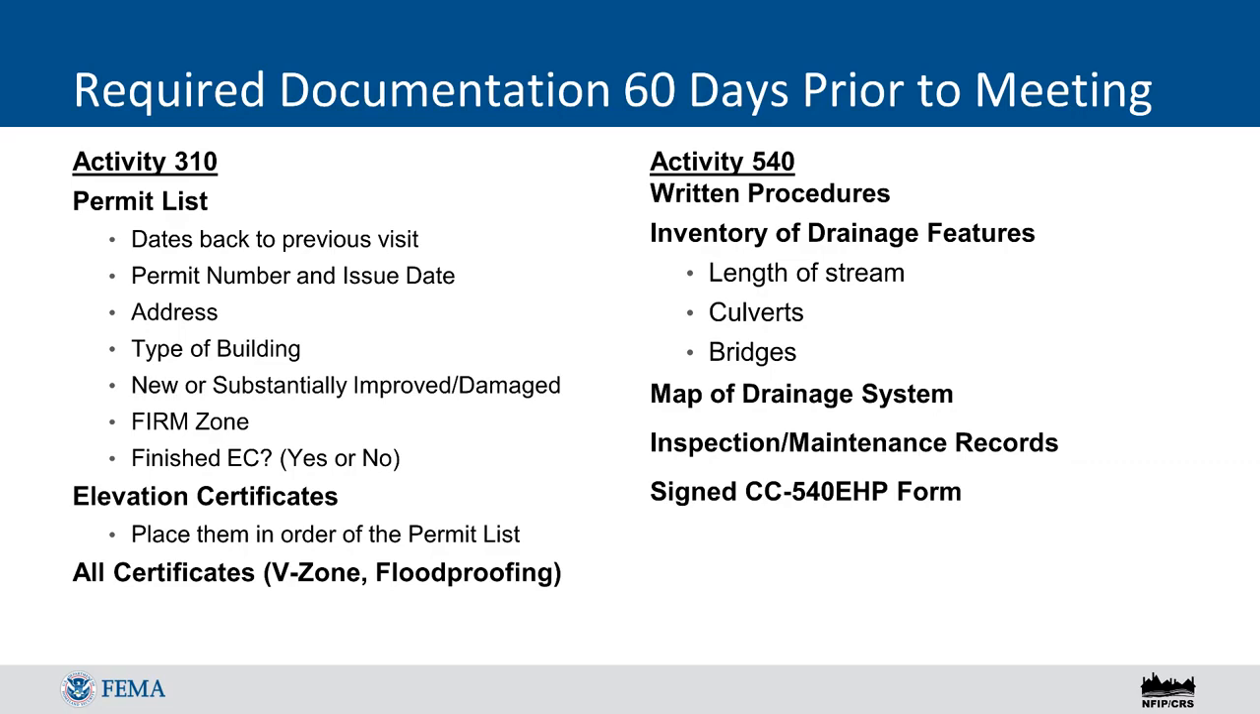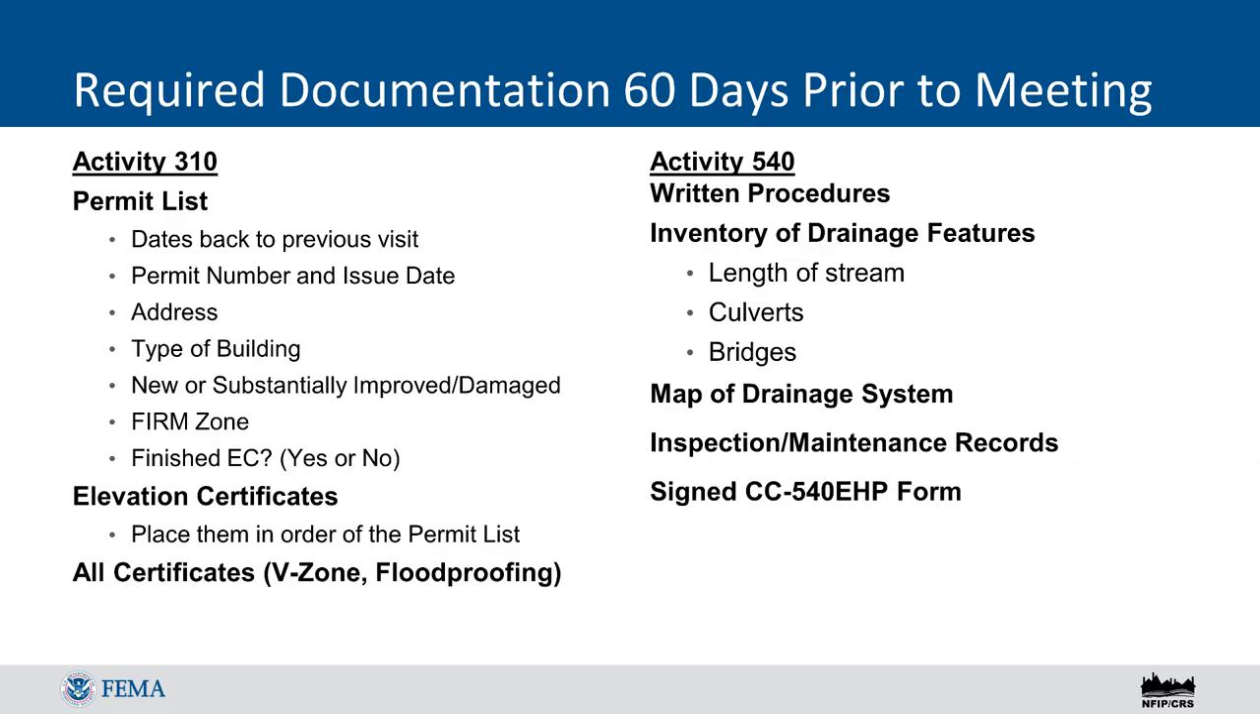We'll need all the documentation listed here for the most common element, which is CDR, Channel and Debris Removal. So you'll need your written procedures, inventory and map of your system, inspection and maintenance records, and the signed Community Certification EHP form. All of that should be submitted ahead of time.